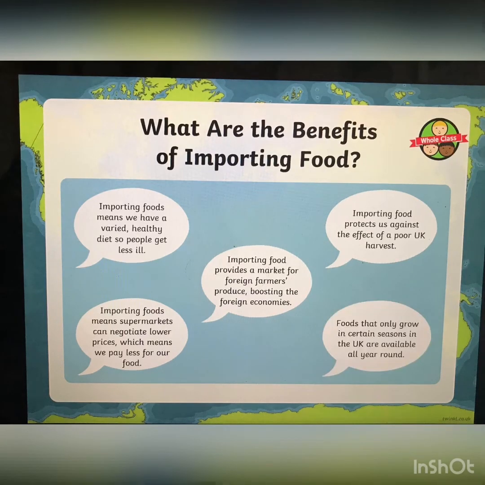Now we can look at a product like tomatoes. Everybody loves tomatoes, but they only grow during the summertime. If you import food, then we can enjoy those tomatoes all year long because there's another country that might grow and export those tomatoes. So we can have tomatoes all year long, which is good for us.